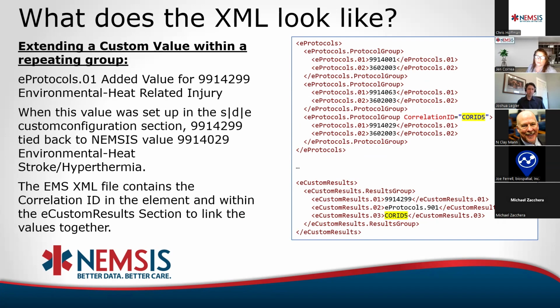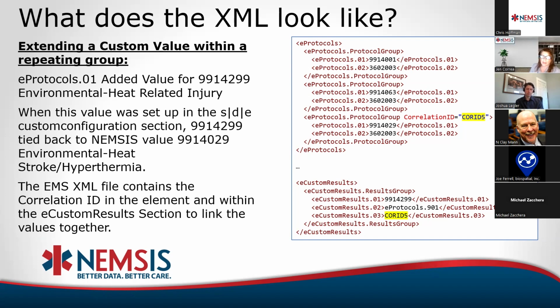We added the value for environmental heat-related injury. Again, we're not making recommendations for this custom value. We added the value of 9914299. When we set the value up, we set it up in the state data set, in the demographic data set, and in the EMS data set, right? In those custom configuration sections, we said this custom value has a value of 9914299, and it ties back to the NEMSIS value 9914029 for environmental heat stroke or hyperthermia.